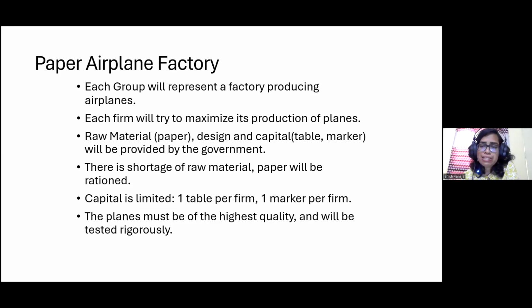Now, so there is a shortage of raw material, so paper will be rationed, right? You can't use as much raw material as you would like. Capital is also limited. You have one table per firm, one marker per firm, and you will be graded on the quality of paper planes, right? So in a real world setup, if there are products which are not up to the quality, they will be rejected. Similarly here, if the planes are not up to the quality, they will be rejected, right?